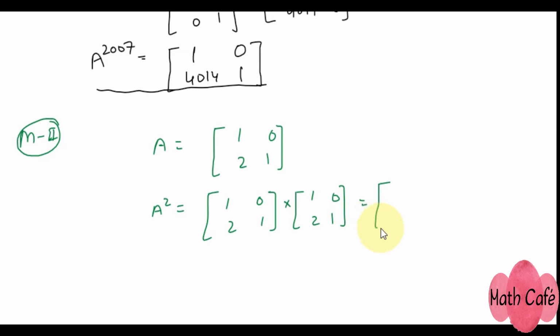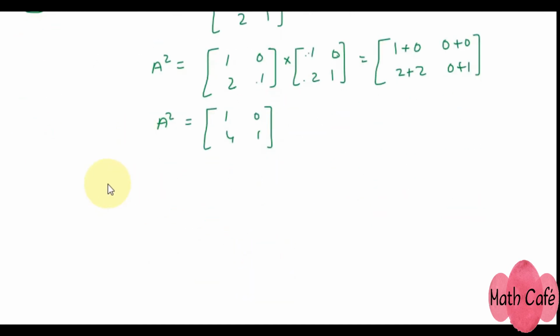All right, so we will do the multiplication of both matrices by the row column method. 1 multiplied by 1 is 1, plus 0 multiplied by 2 is 0. 1 multiplied by 0 is 0, and 0 multiplied by 1 is 0. 2 multiplied by 1 is 2, and 1 multiplied by 2 is 2. 2 multiplied by 0 is 0, and 1 multiplied by 1 is 1. So A square we obtained is 1 0 4 1.